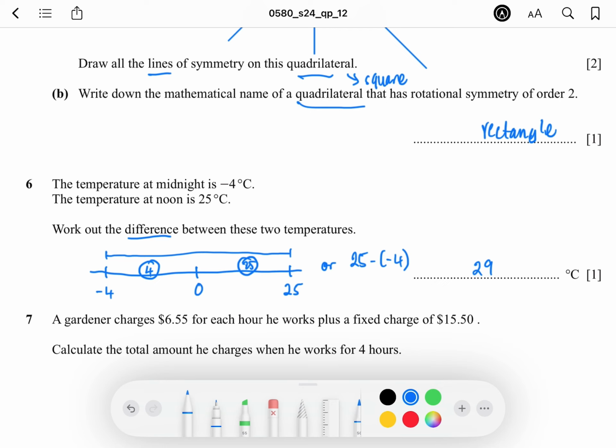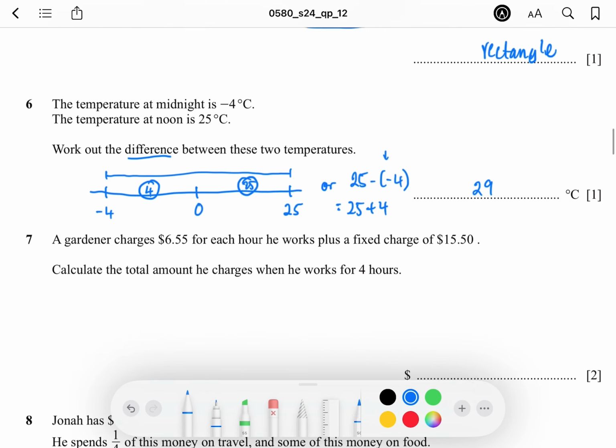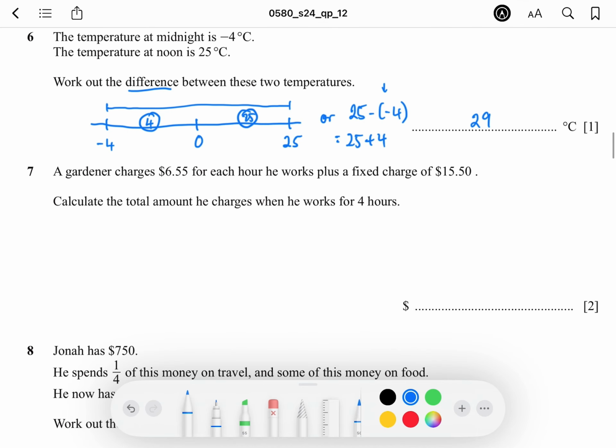Selalu kan terlupa satu minus saja. So make sure on that one. So this one means 25 plus 4 because negative jumpa negative is positive. Okay. Most of you were able to answer this question correctly. So that's good. So people are learning their lesson on this one. Okay, question number 7.